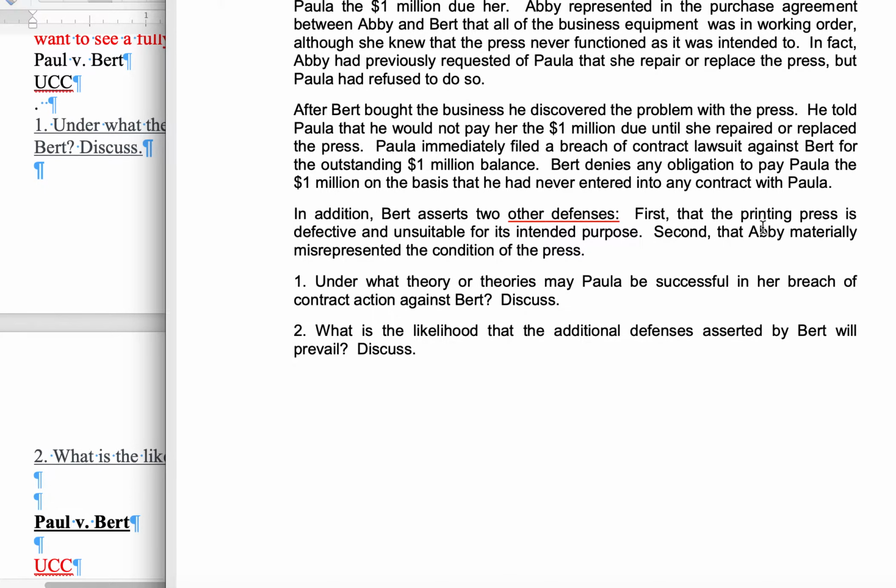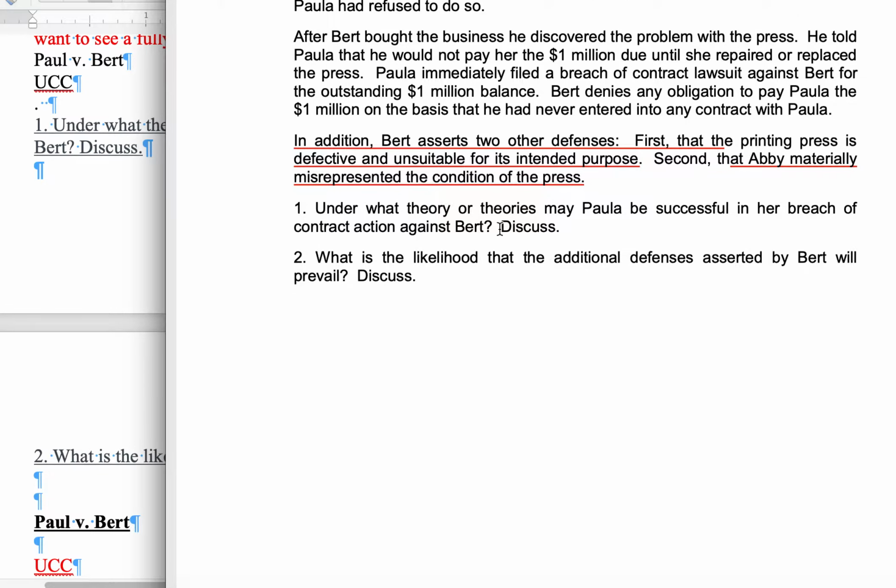Okay, so he has two other defenses here. The printing press is defective and unsuitable for its intended purpose. And second, that Abby materially misrepresented. Okay, so under what theory or theories may Paula be successful in her breach of contract action?